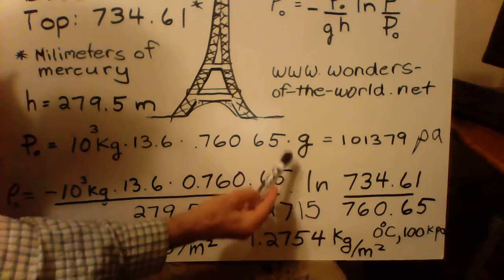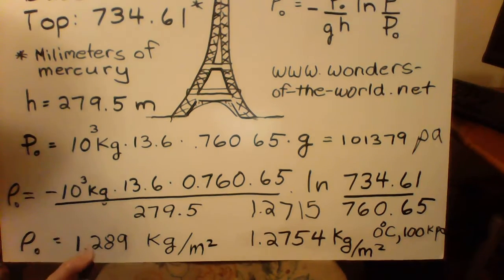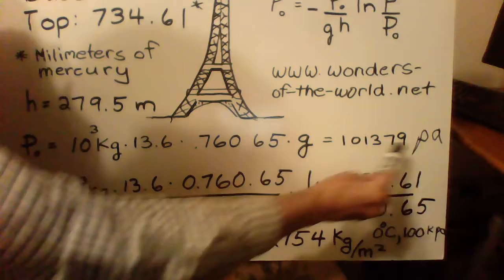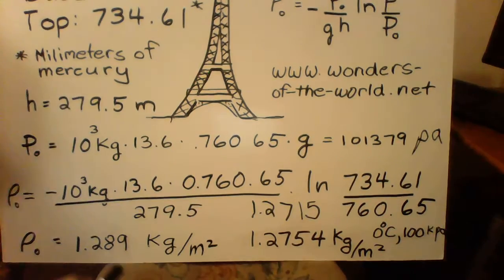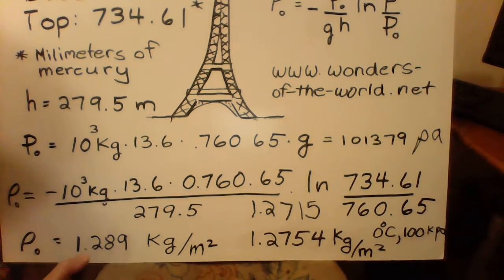But what we're going to do is multiply this by g, gravitational acceleration, and we'll get actually the weight of that mass of mercury. And if we divide then by a meter squared, which really doesn't change our numbers, we end up with this pressure, 101,379 pascals. Pascal is the unit of pressure.